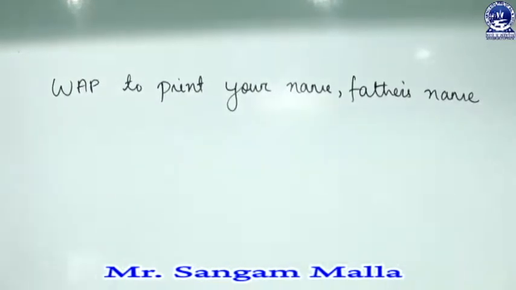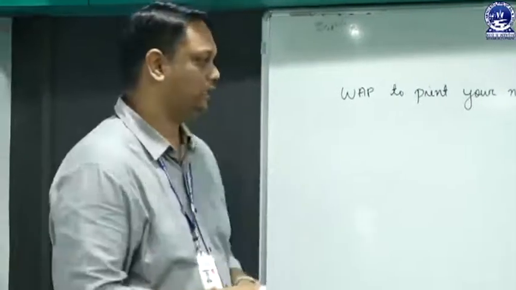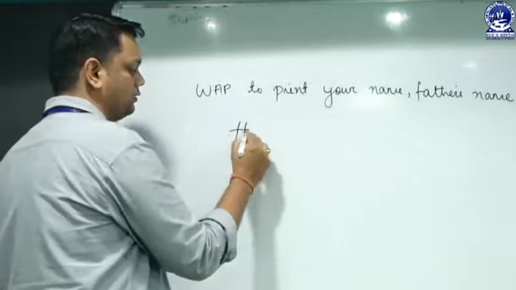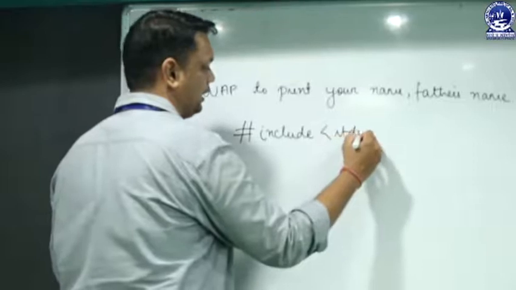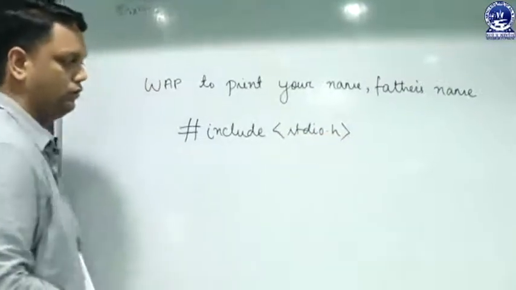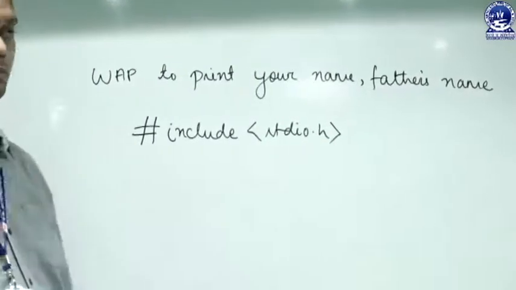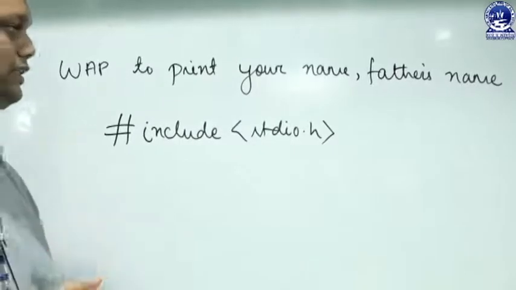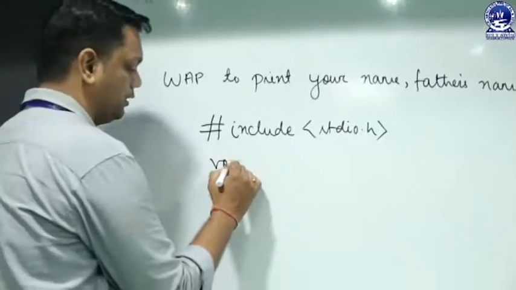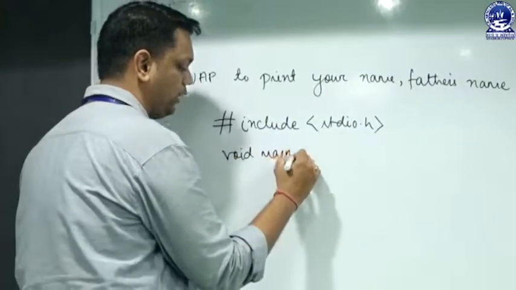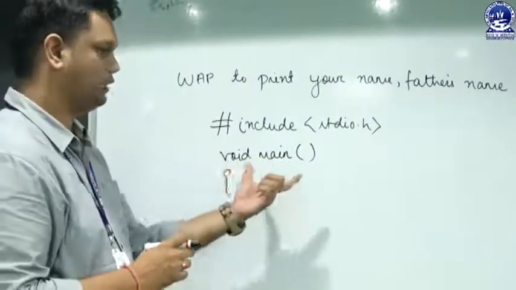We have already discussed the structure of C programming. A C program always starts with the preprocessor, that is hash, then the directive, that is include, then the header file, that is stdio.h. For now, we are using the header file stdio.h, that is the standard input output header file. In next classes, we will be discussing more header files. Next is your main, that is void main. Why we are writing void, we will be discussing in our next chapters. Till now, you just write void main.